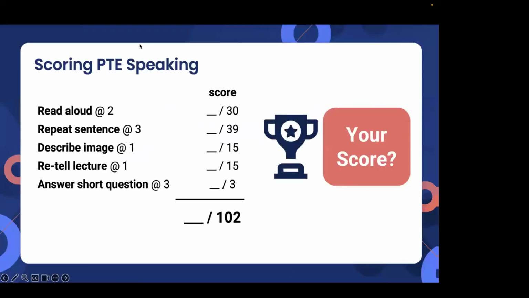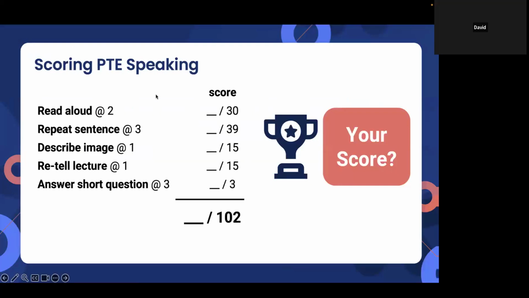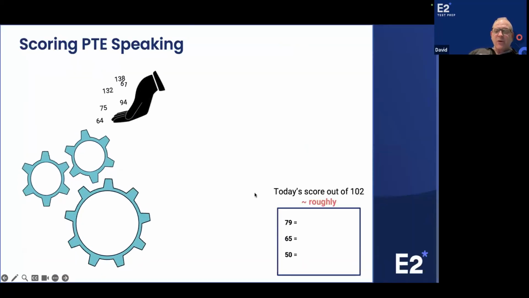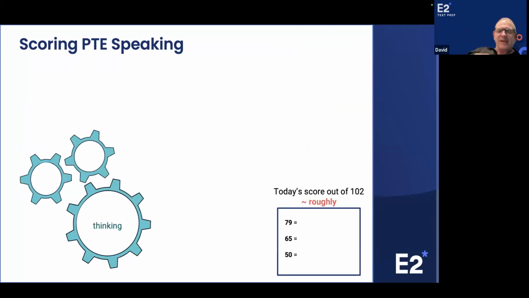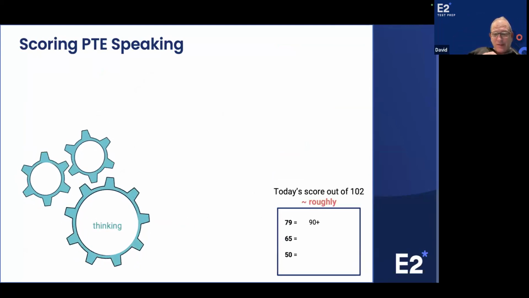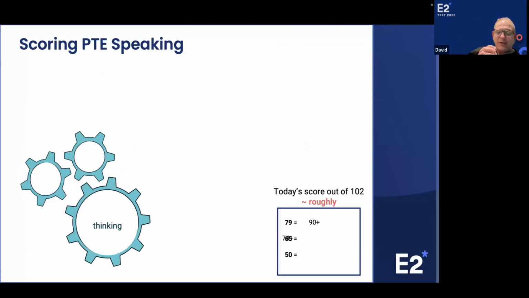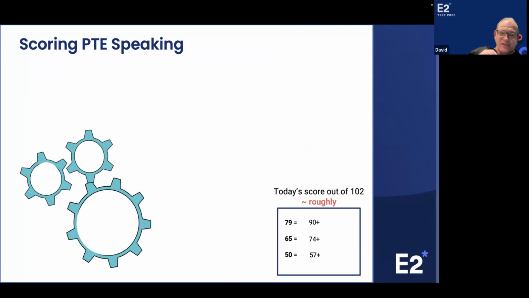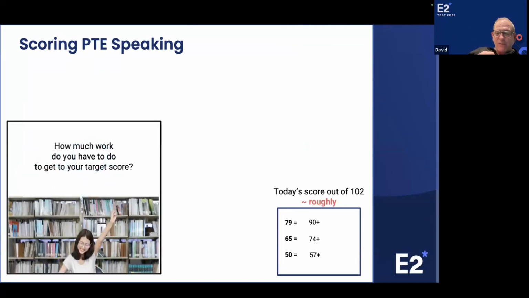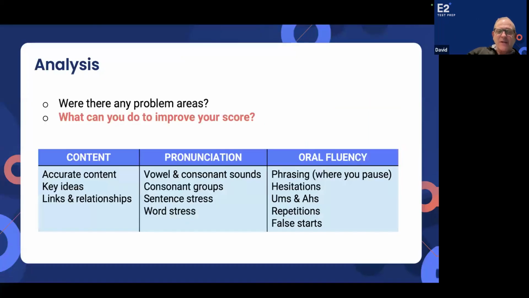Okay, now all of that was out of 102. Yep. So what you want to do is score as best as you can. Now you're going to set your goal for 50, 65, 79, 90. In a test like this that we've just done, if you got roughly 90 out of 102, you'd be getting 79 on test day. Yep, roughly 65, roughly 74 out of 102, you'd be getting 65, 57 getting 50. So the idea is we get better and better at it. And we're aiming getting closer to 90.